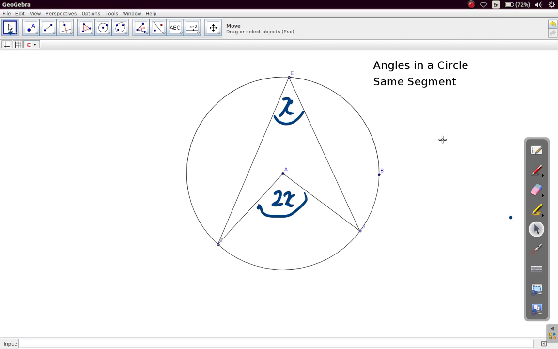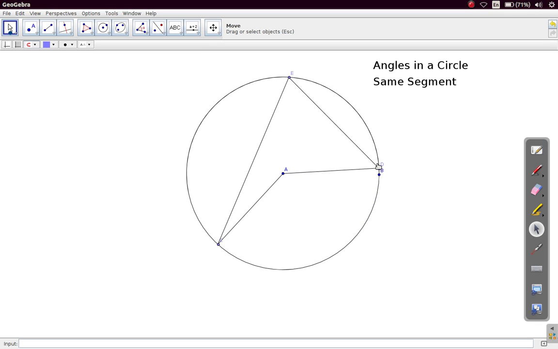Right, we're going to look at angles in the same segment of a circle. This is what we had finished on in the last video. Let me just erase the board, at least part of the board, because we're going to use some of the information here. Now we're going to look at angles in the same segment, right?